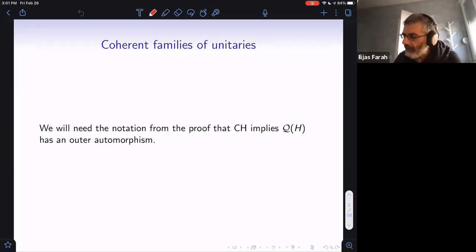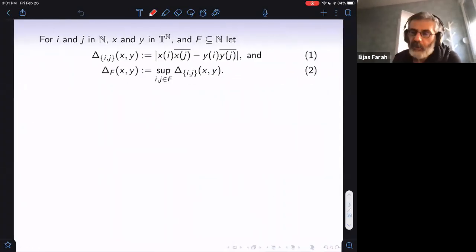First, we'll need some of the notation that we used before when we proved that the continuum hypothesis implies that the Calkin algebra has an outer automorphism. We'll need more than notation, but let's start with notation. So first, remember T is the unit circle, and T to the n is just an infinite sequence of elements of the unit circle, which we think of as a compact metric space.